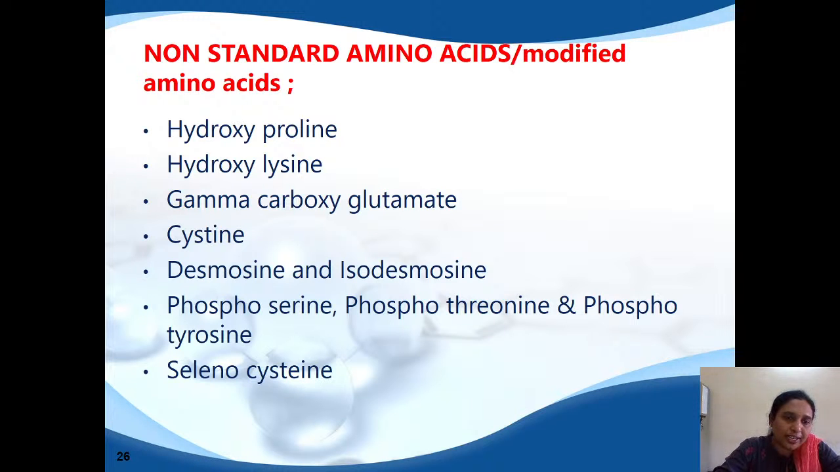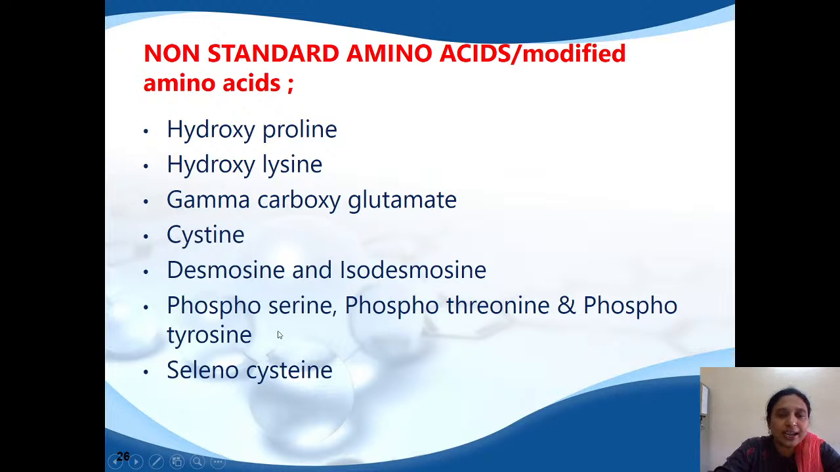And coming next, note down the next one is desmosine and isodesmosine. Okay, desmosine and isodesmosine are formed by the oxidation and cross-linking of four lysine side chains. Desmosine and isodesmosine are formed by the cross-linking of four lysine residues. These are the component of the connective tissue protein elastin.